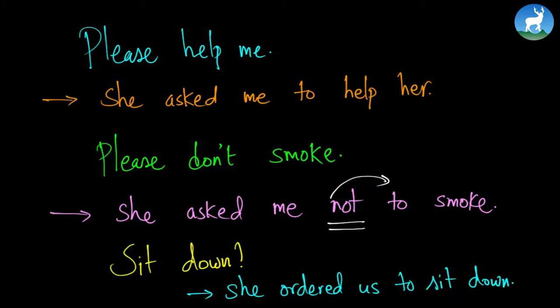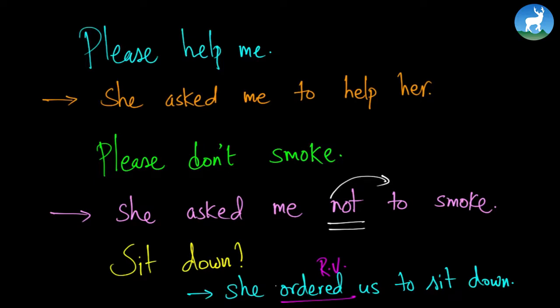So what is the reporting verb? This is the RV, reporting verb. Ordered. Go to bed. He ordered us to go to bed. Don't worry. That seems polite though. Be on time. Our class teacher ordered us to be on time, right?